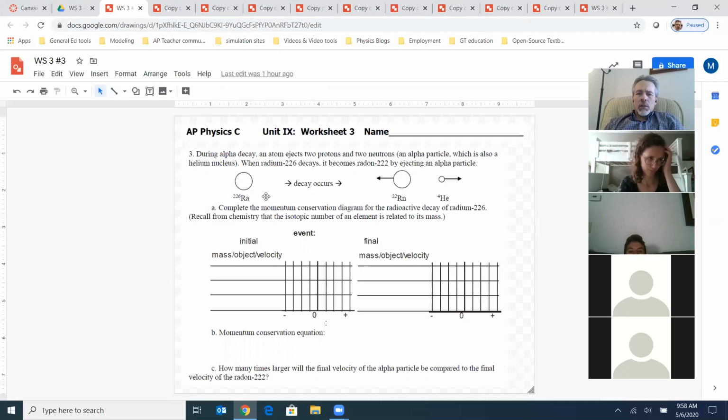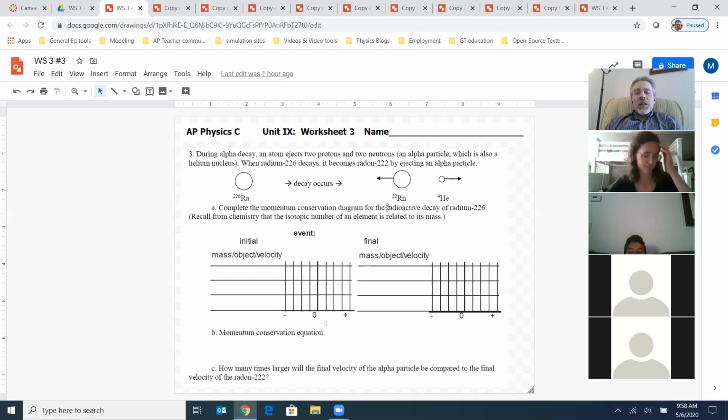So what is this? I think it's radium or something. Yeah, radium, and it decays. So it's just sitting there, it decays, and it turns into radon and an alpha particle. If you've ever heard of alpha particles, there's nothing special about them, they're just helium. If you ever had a helium balloon, it's just filled with a bunch of alpha particles.